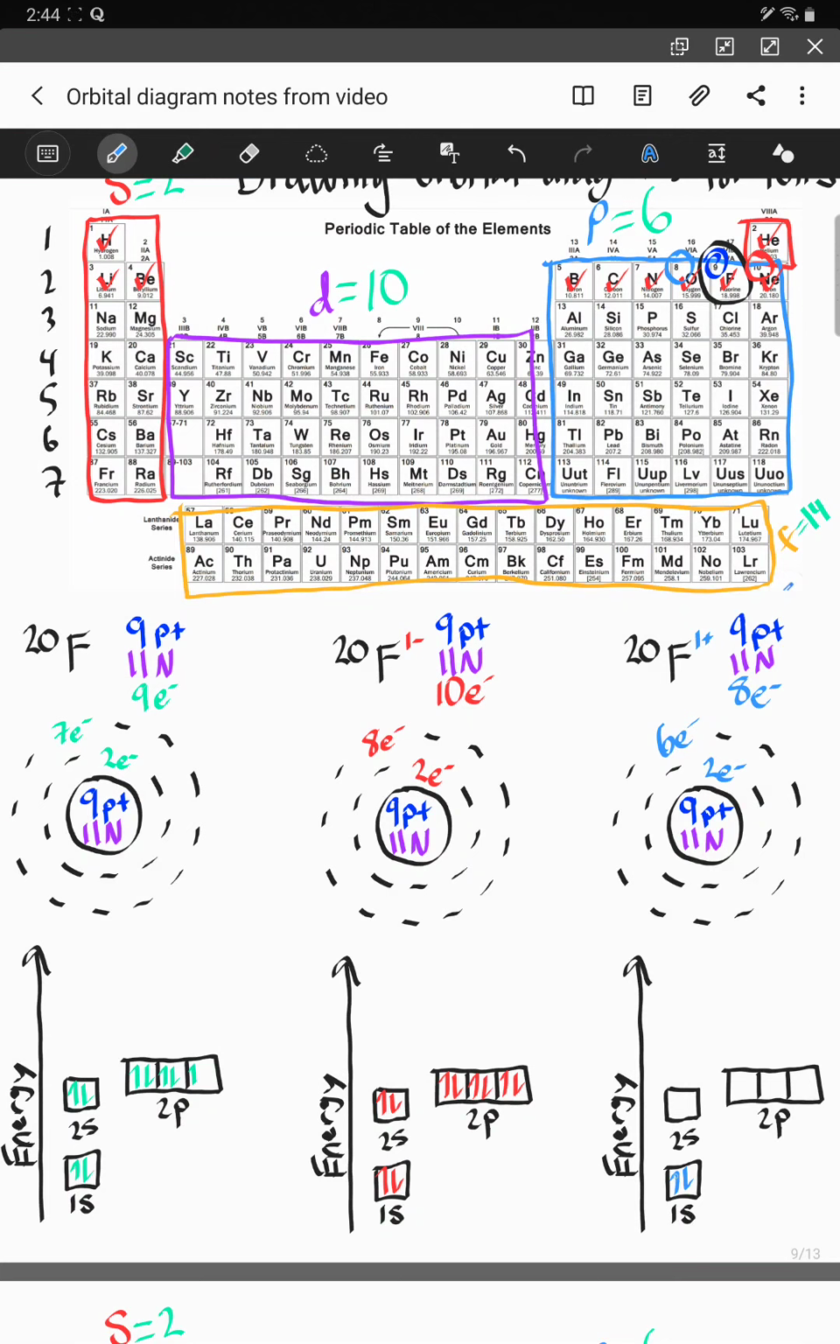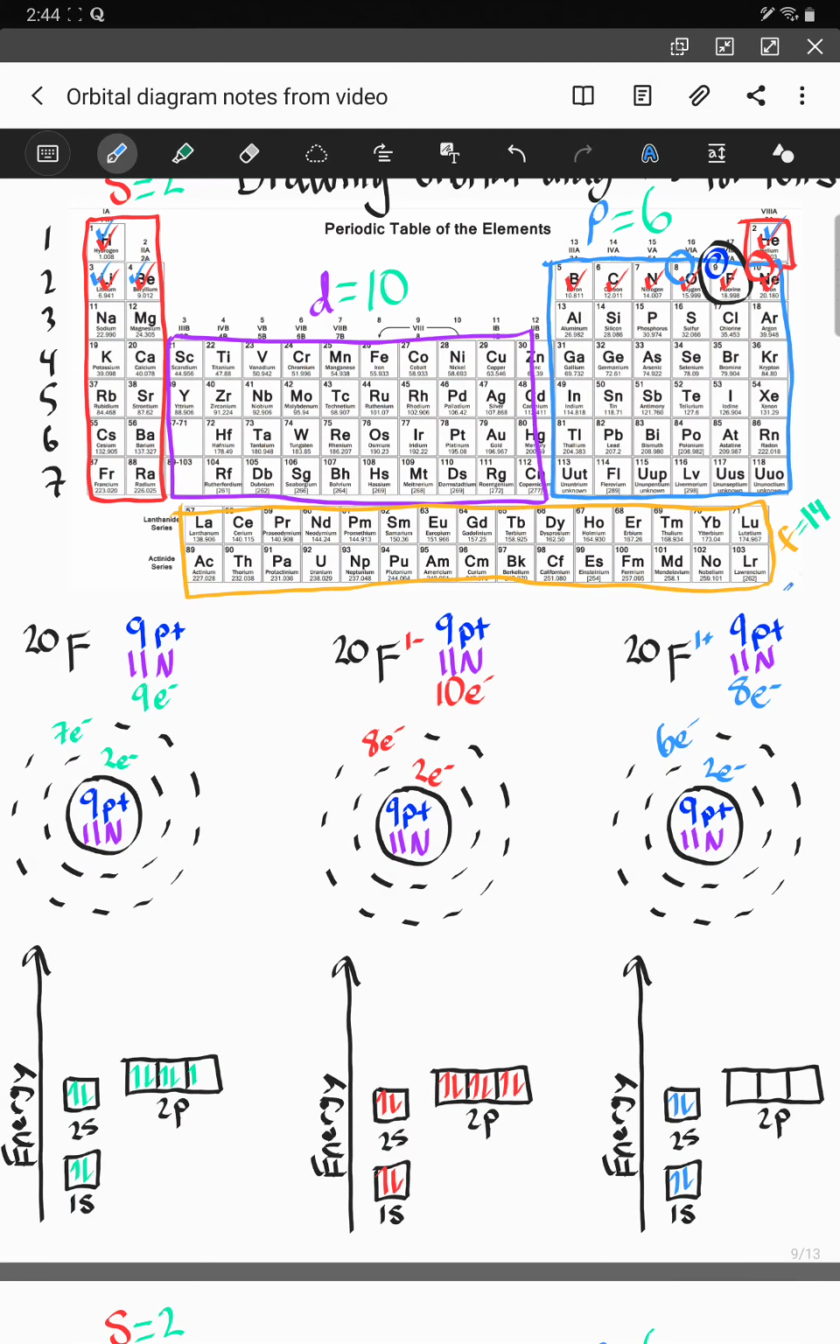So let's look at helium. We already filled in the 1s orbital, so let's check off the 1s orbital, first energy level s orbital. Next, we can look at the 2s orbital. We can fill in our 2 electrons and check off where we're at on the periodic table. Check off here and here.